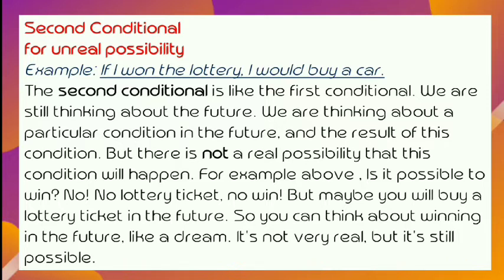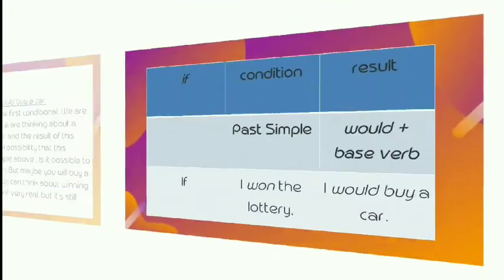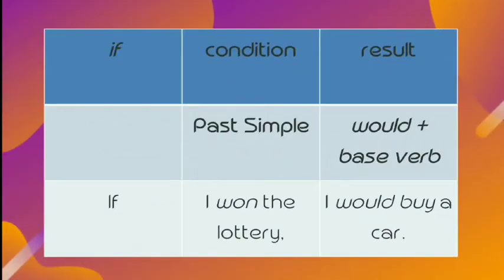Is it possible to win? No. No lottery ticket, no win. Maybe you will buy a lottery ticket in the future so you can think about winning in the future. Like a dream. It's not very real, but still possible. Let's have the pattern. If followed by the condition in the past simple. If I won the lottery, comma, the result will be would plus the base verb. I would buy a car. So it will be, if I won the lottery, I would buy a car.